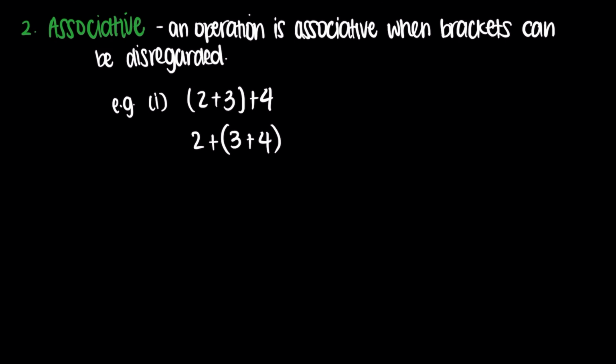If you look at the top, then following the BOMDAS rule, we do brackets first. So we do 2 plus 3, which is 5, and 5 plus 4 is 9. Looking at the bottom one, we do the brackets first. So 3 plus 4 is 7, and 2 plus 7 is 9. So we see that for both questions, the answer works out to be 9, regardless of where we put the brackets.